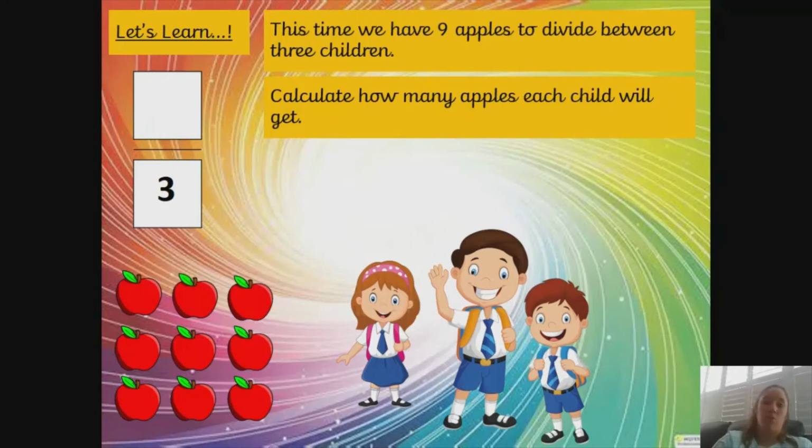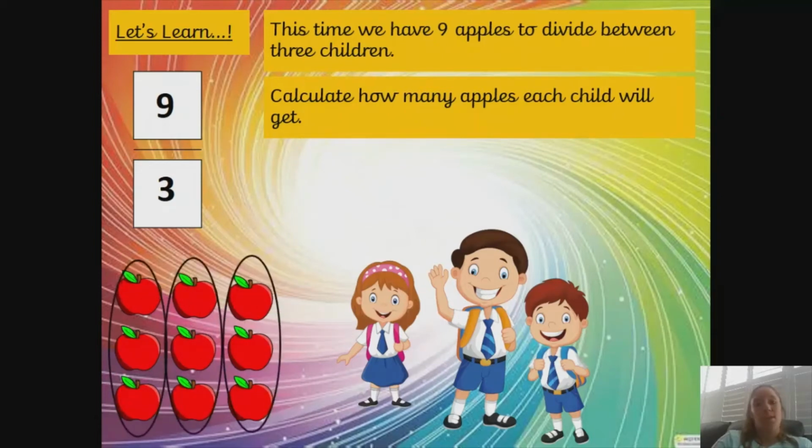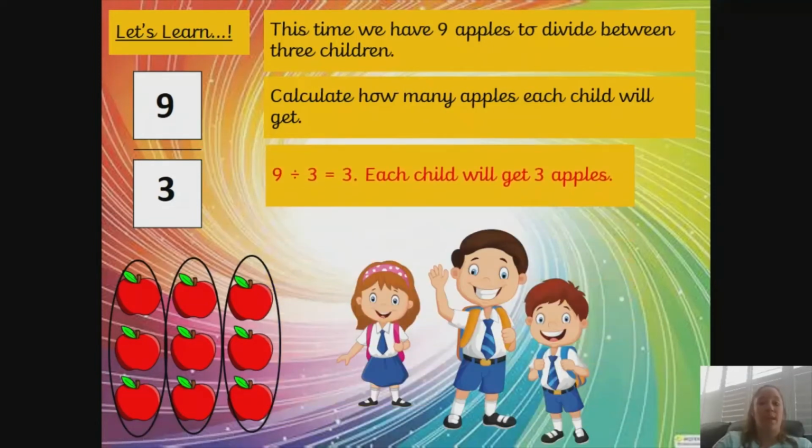Hopefully you'll now know that the 9 apples go at the top as our numerator, because they are the amount of equal parts that we've got to share. We can see that we've got 9 apples, and if we divide them into 3 equal groups, so if we draw 3 circles around them, we can equally divide it by 3. So each child will get 3 apples.